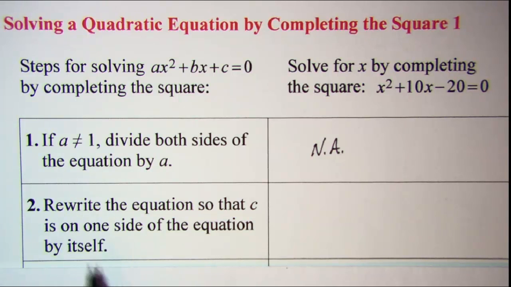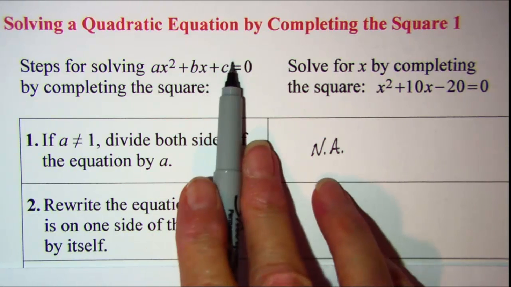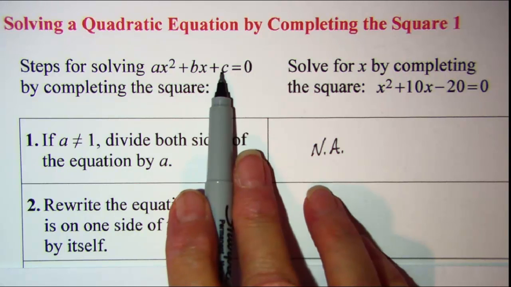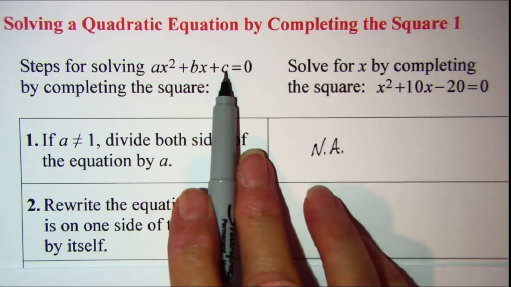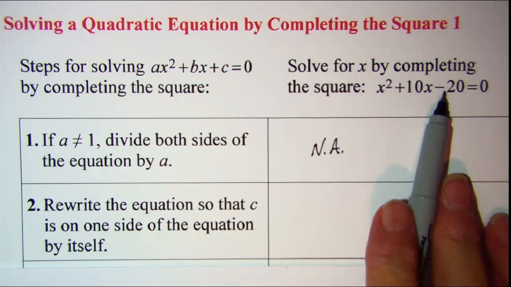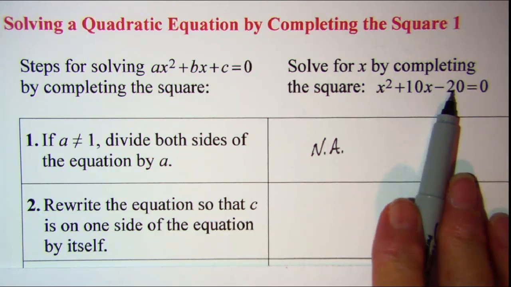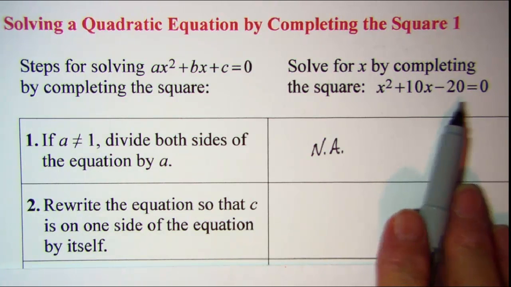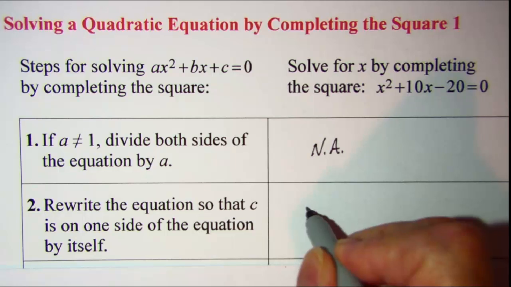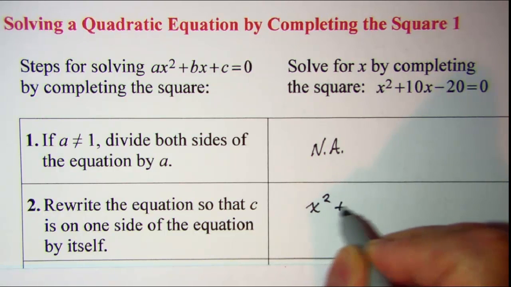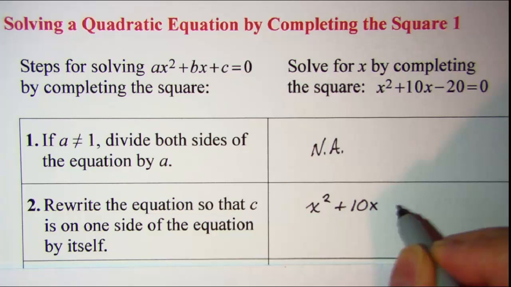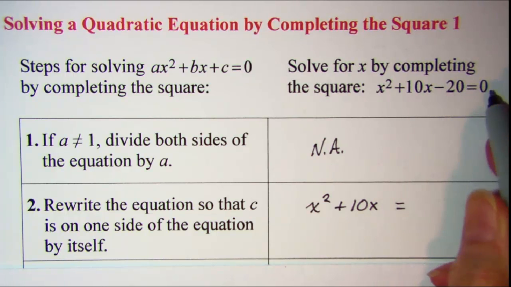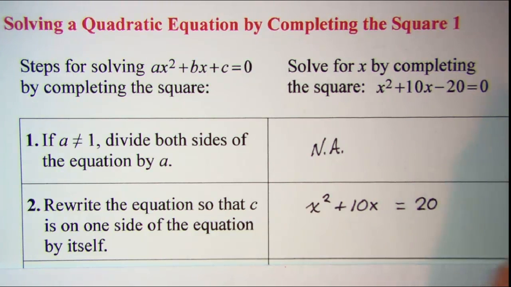The next step is to rewrite the equation so that c is on one side of the equation by itself. Now c is this last term in the trinomial, usually the constant. So I need to move the negative 20 to the right side of the equation, and I'll add 20 to both sides to do that. So I have x squared plus 10x equals positive 20 when I move it to the right side.